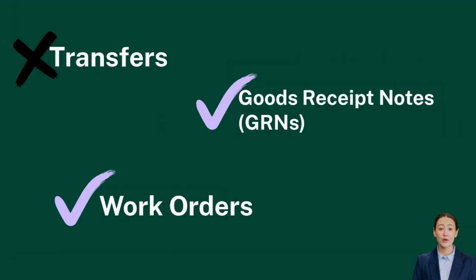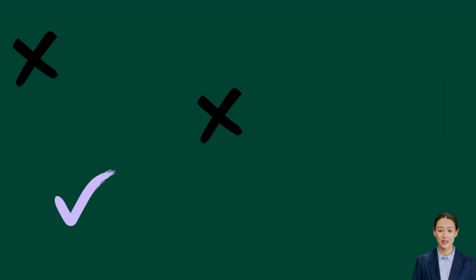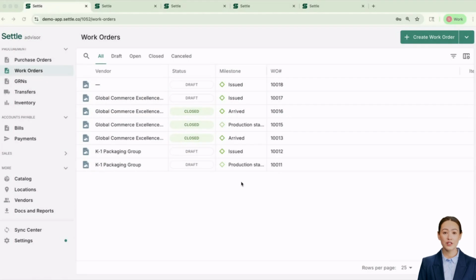It may be that you only need to use one of these features in your process today. This video will help you narrow in on the one to use, how to use it, and where to get started. Let's start with work orders. Work orders are useful when you need to track items that are being produced or assembled. From the left navigation bar, select Work Orders, then click Create Work Order.